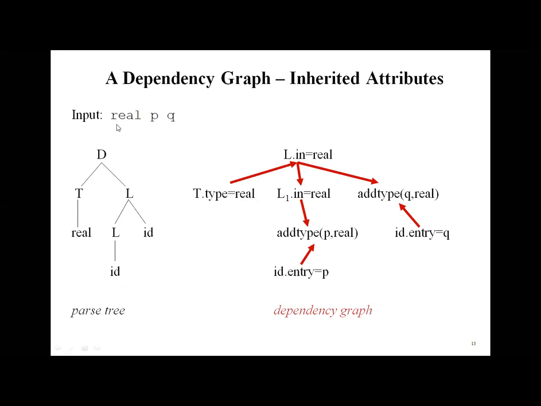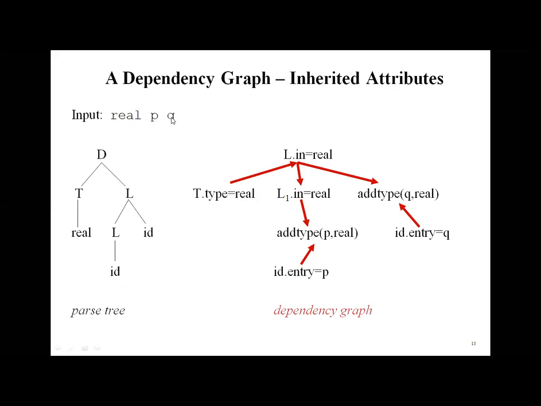See, real P, Q. That means what? P is a real. This is written in a Pascal-like language. That's why it is real. Or nowadays you can say it is float. So float P, Q. Then how is it possible? P is a float, okay, but how will Q be a float?